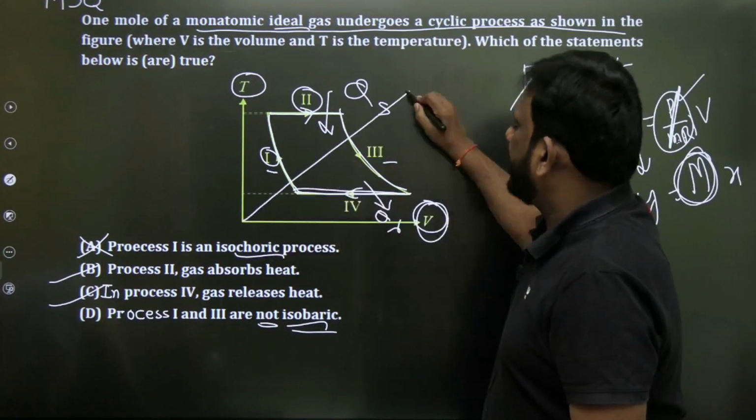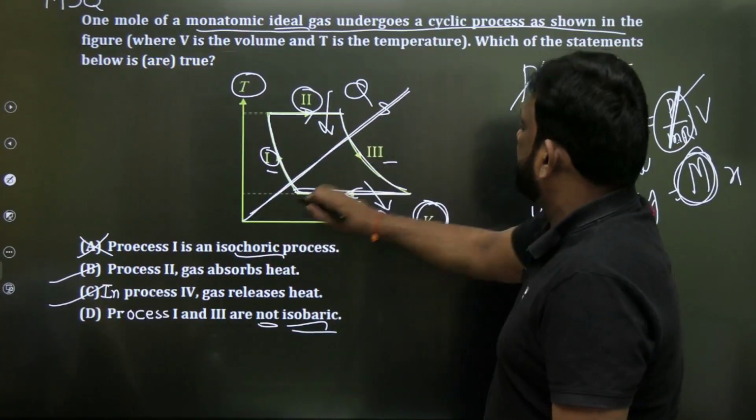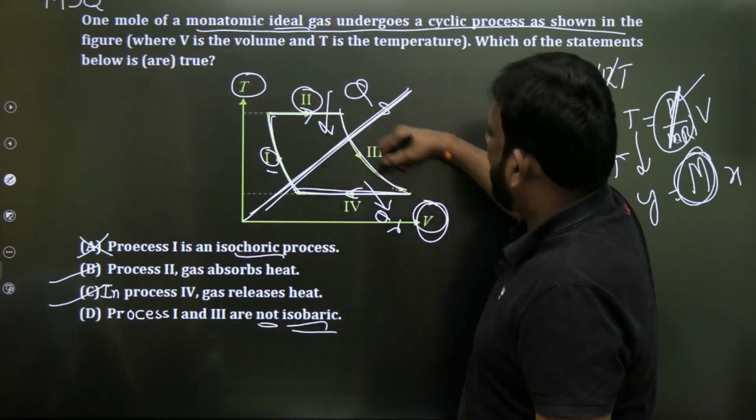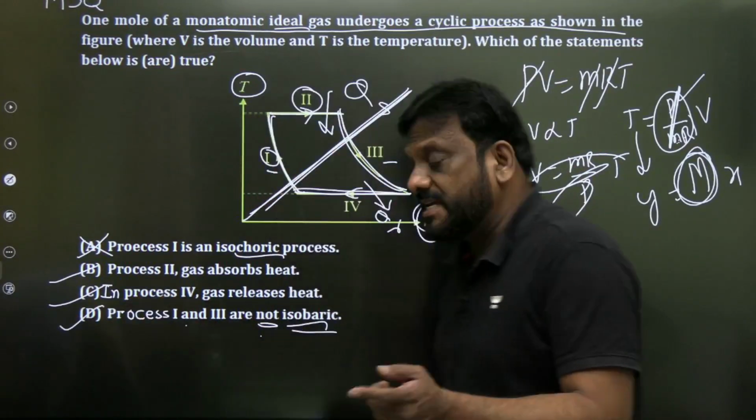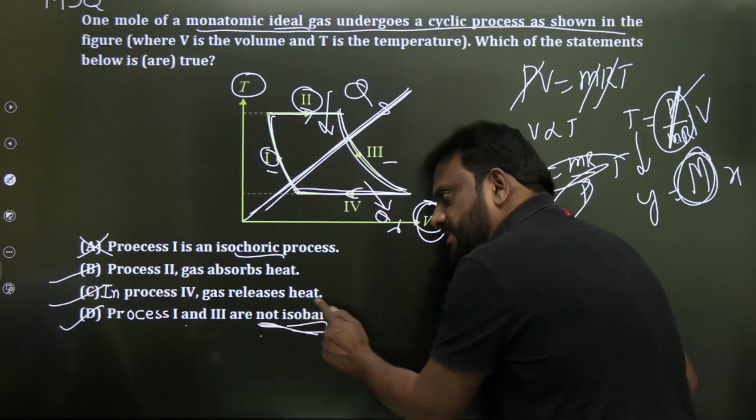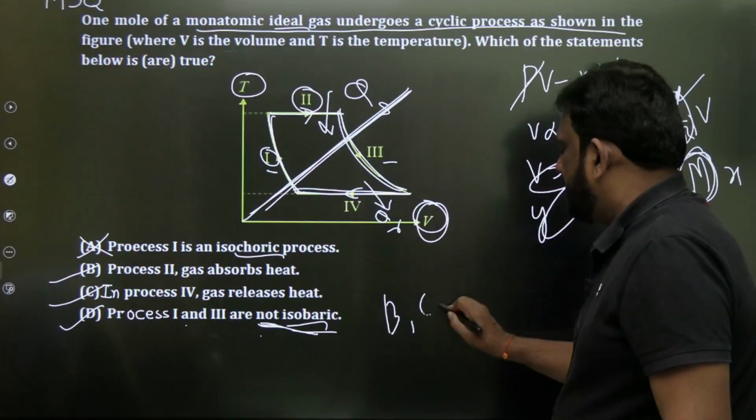So isobaric processes on TV diagrams are something like this. These are isobaric. So definitely 1 and 3 are not isobaric. This is correct. He says it is not isobaric. Yes, it is correct. So the correct options are B, C and D.